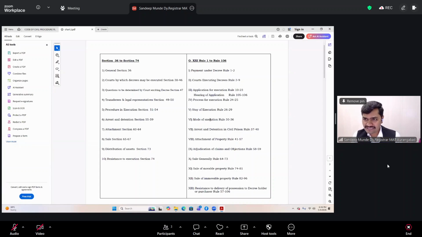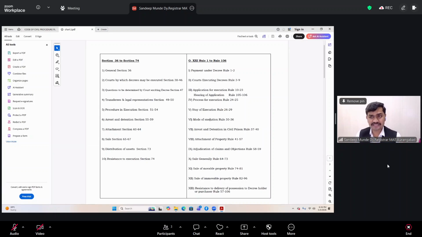Now we will discuss the next mode of execution, that is the arrest and detention, section 55 to 59. So what is the section 55? Section 55 heading is arrest and detention. It is the rule under the Code of Civil Procedure.